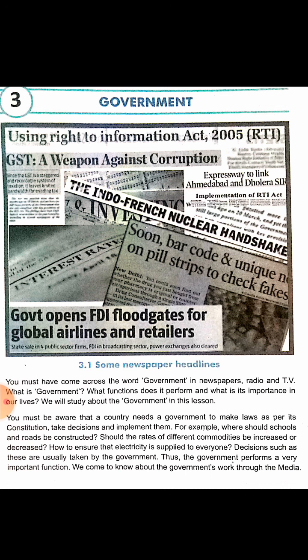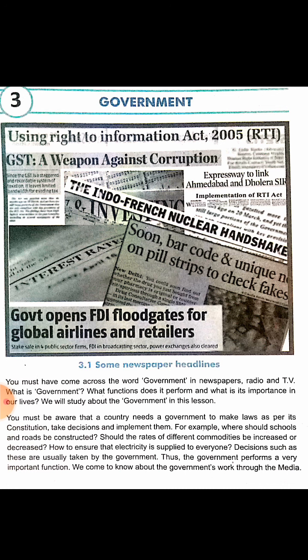We come to know about the government's work through the media. So all the matters, the final decisions, are taken by the government. For example, the commodity rates, the road constructions, the school constructions, electricity supplies, all these matters are done by our government.